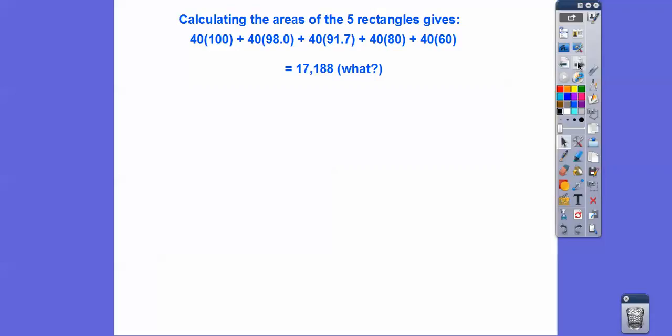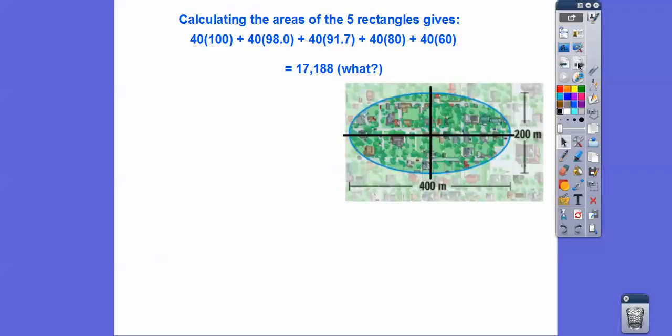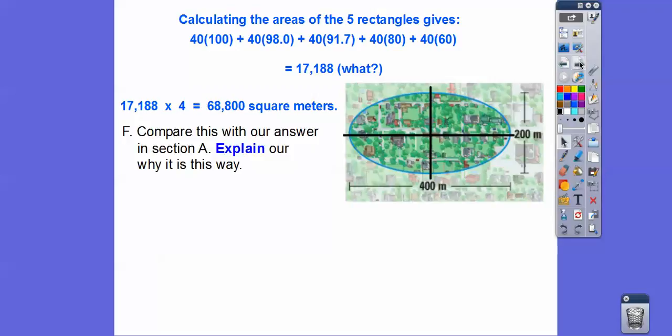Well, what does that mean, you guys? Remember, it's in meters, so this picture was in meters. This little quadrant right here is 17,188 meters squared. Okay, so we're going to multiply that times 4 because there are 4 equal pieces right here. So we get 68,800.